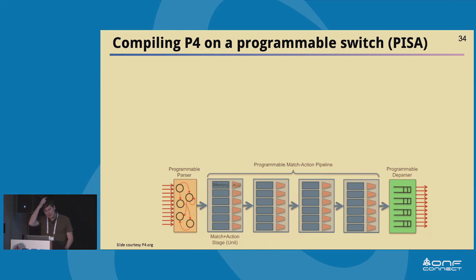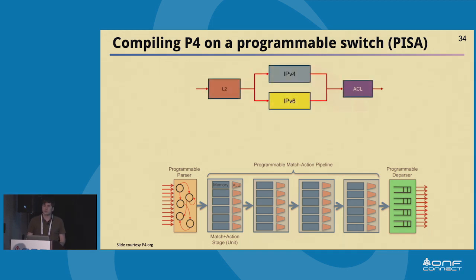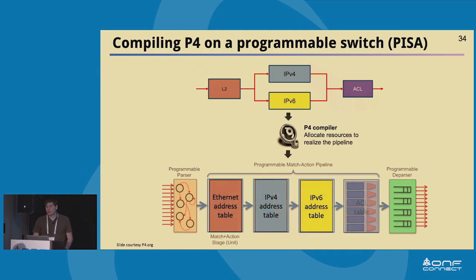So let's look at an example of how the P4 compiler can be used to program a PISA target. This is similar to the example that Brian showed before, assuming we have a very simple pipeline with a layer 2 bridging table, two routing tables, one for IPv4 addresses and one for IPv6, and one that does ACL. We can use the P4 compiler to realize this pipeline in our PISA target. In this case, the compiler mapping is very simple. We are dedicating one generic match action stage unit to each table.